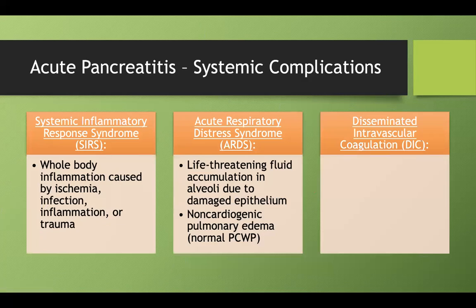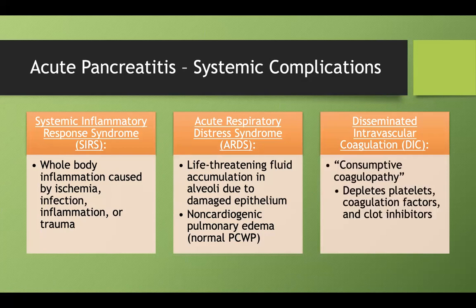Moving on to the next one, DIC, so disseminated intravascular coagulation, is also a very dangerous disease. This is what's referred to as a consumptive coagulopathy. It's called consumptive because it's going to end up consuming platelets, coagulation factors, clot inhibitors, among other things. And you're going to see a combination of bleeding and thrombosis in this condition.